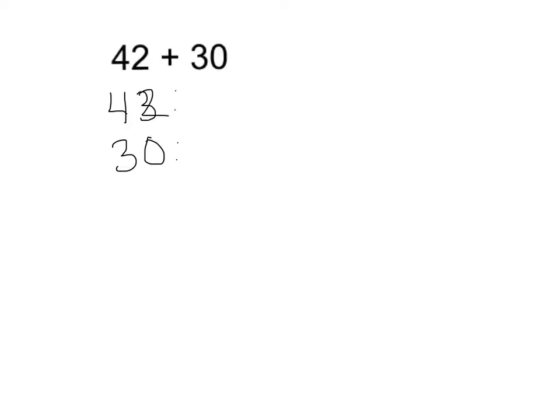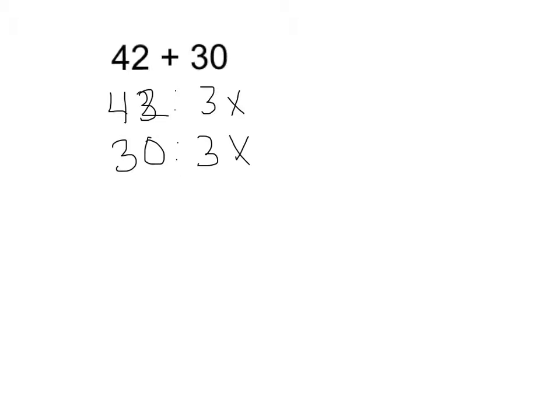Alright, I know 42 and 30 can both be divided by 3, because 4 plus 2 is 6, and 6 is divisible by 3. So we'll start with taking 3 out. So 42 divided by 3, 3 goes into 4 once, with 1 left over. 3 goes into 12 4 times, so that gives me 14.